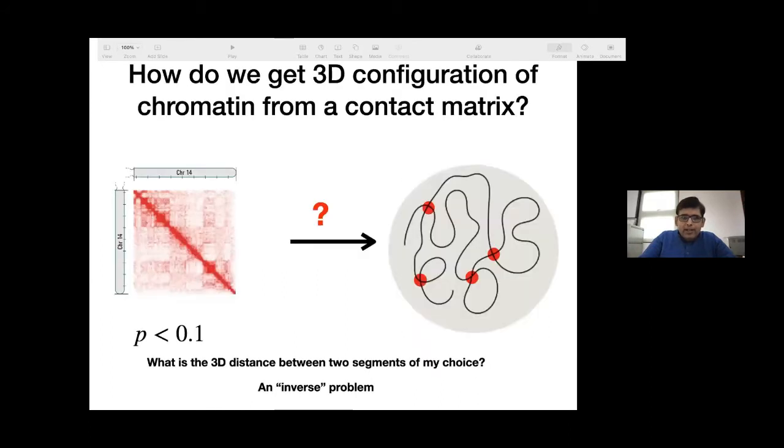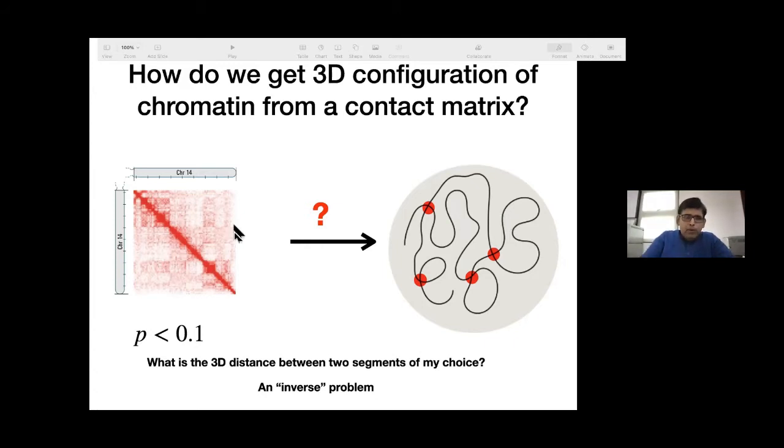And now the question is, given this experimental data, what can we say about the three-dimensional organization of the chromatin polymer itself? How do we get the three-dimensional configuration of chromatin from this contact matrix? This is a question that we will address.